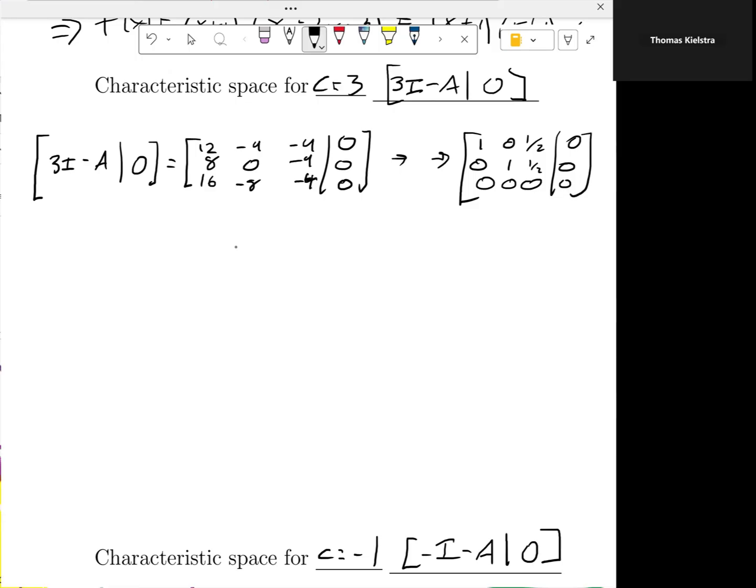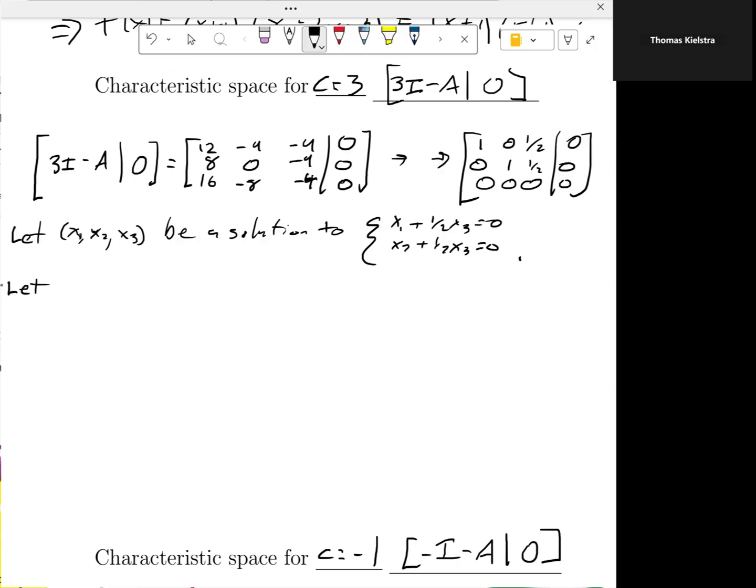Okay. Now, let x1, x2, x3 be a solution to the system x1 plus 1 half x3 equaling 0, and x2 plus 1 half x3 equals 0. Here, we take our free variable and we let it be free, so we're going to let x3 equal s, an element of the real numbers. Thus, x1 equals minus a half s using our first equation, and x2 equals minus a half s using our second equation.